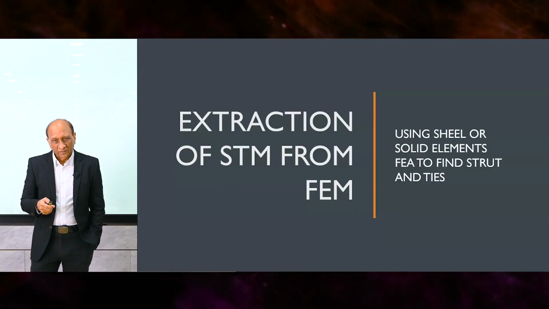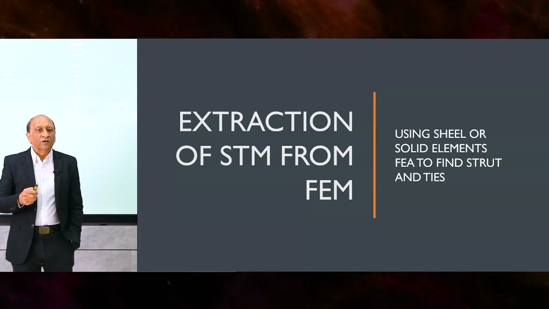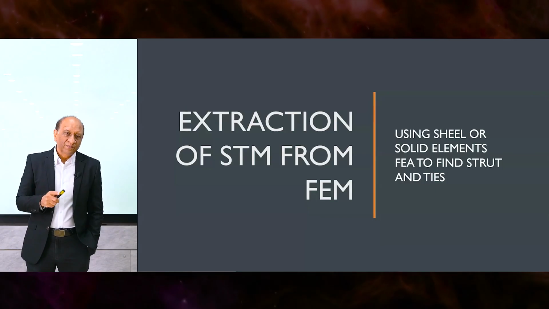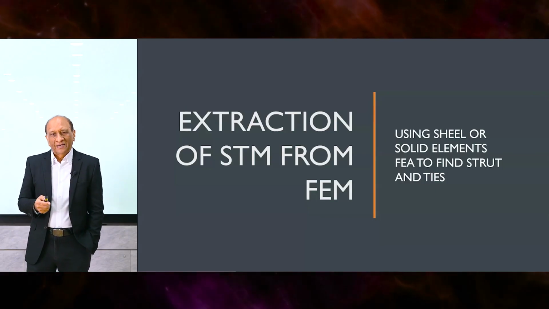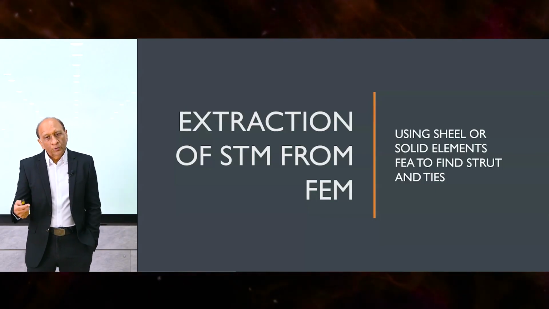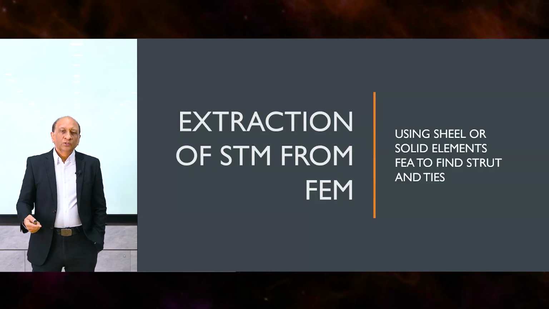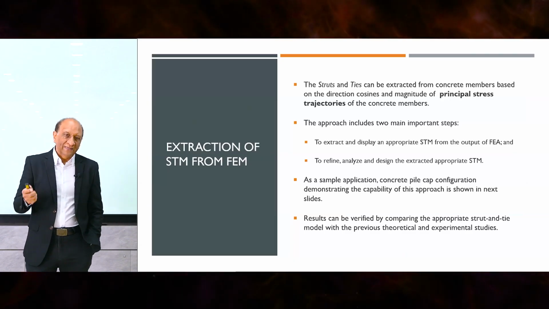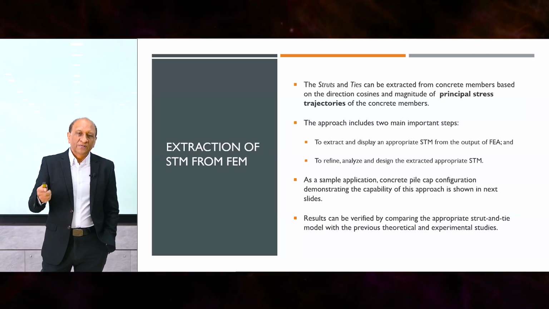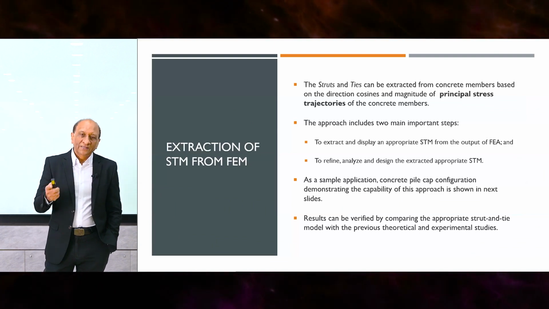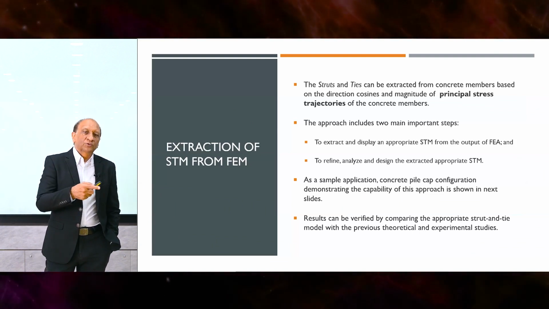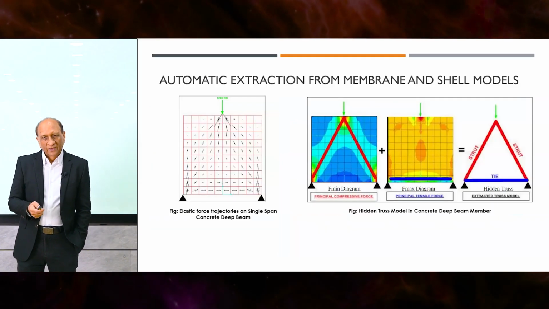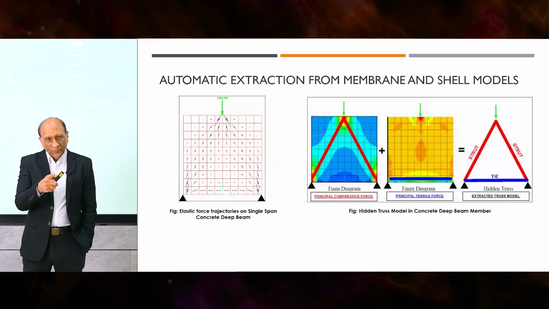Last topic for today is extraction of the strut and tie model from the finite element method, because most of the time, people are now fond of using finite element. Finite element, both shell and solid, can be used to find the struts and ties. Basically, you run the finite element model, you find the principal directions, and based on the principal directions of stresses, you try to find where these struts and ties will be, which I've shown you already. So you could do this.